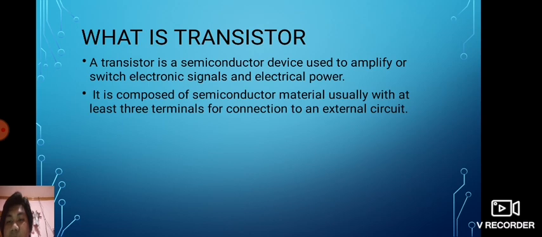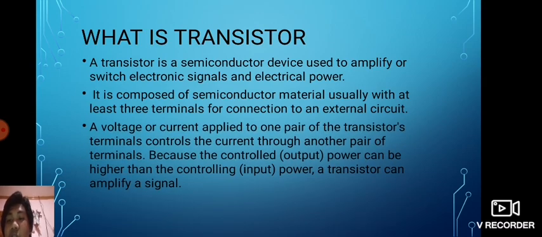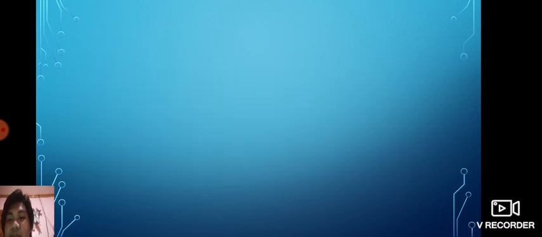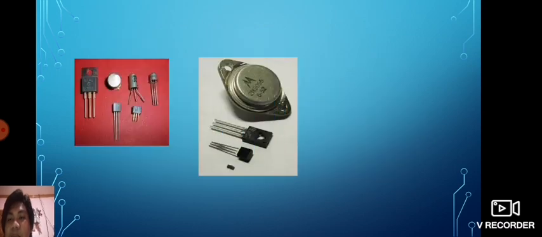It is composed of semiconductor material, usually with at least three terminals for connection to an internal circuit. A voltage or current applied to one pair of the transistor's terminals controls the current through another pair of terminals. Because the control power can be higher than the controlling power, a transistor can amplify a signal. This is a picture of a transistor.